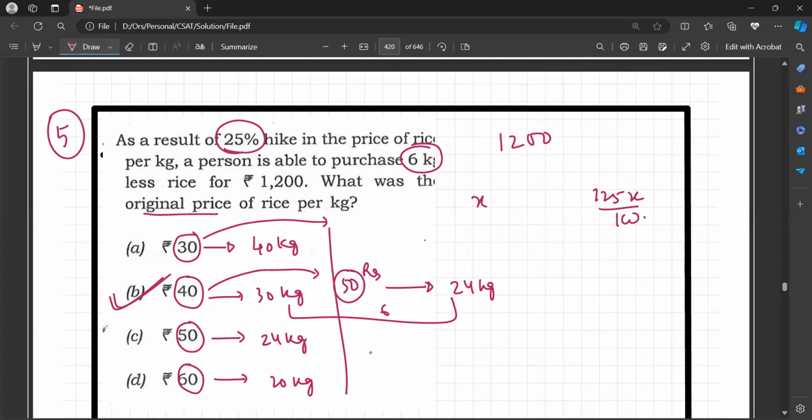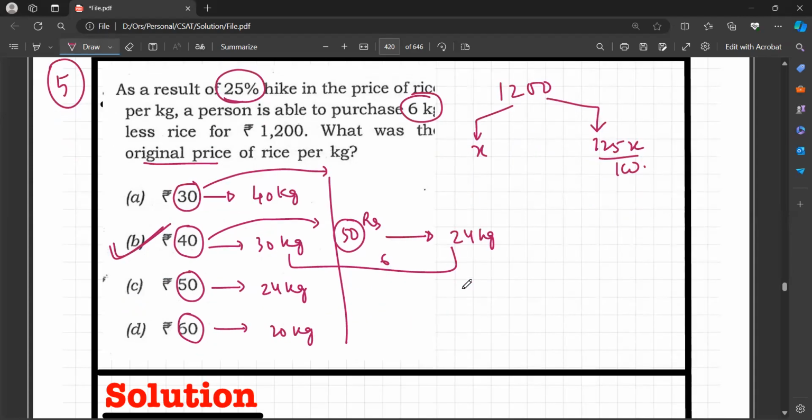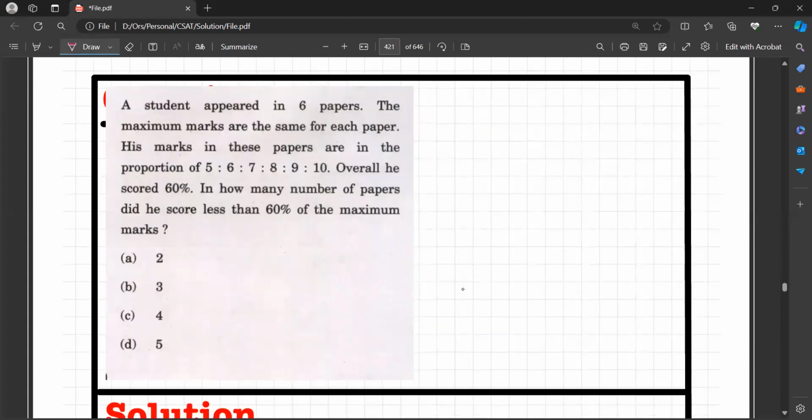उसके बाद उसमें 1200 divided by x, 1200 divided by this, उसको सब्ट्रैक्ट करोगे आंसर 6 किलो आएगा, फिर x निकालोगे आंसर भी 40 आएगा. Got it? Let us proceed to the next problem, that is question number 6.